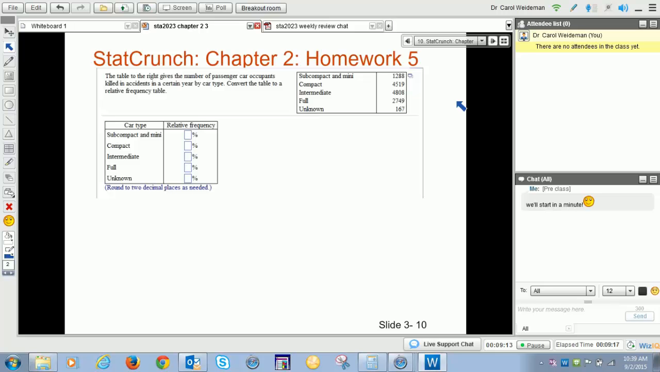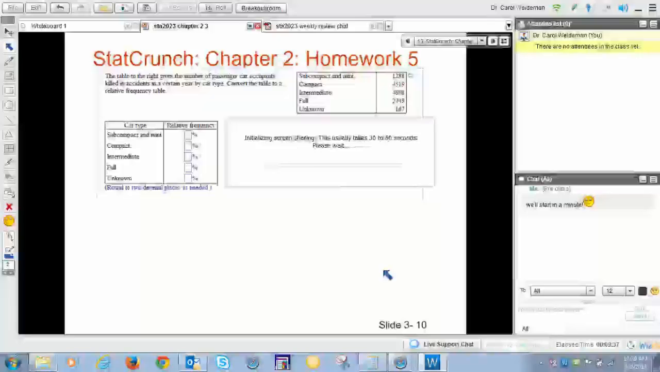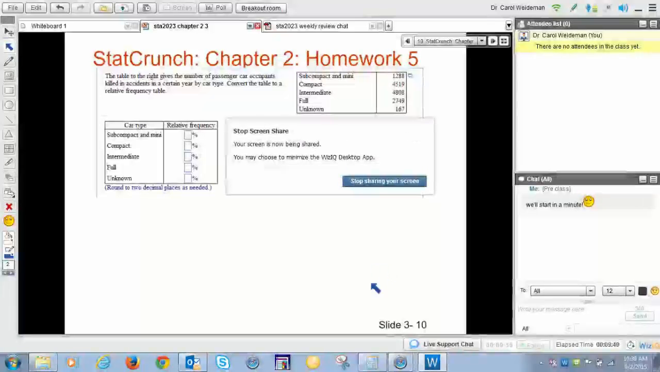Okay, for this one, I'm going to try to share the screen. I just wanted to show you on a problem here how you can pull up data directly from a homework problem and then use StatCrunch. So hopefully my screen share option will work, and we'll see if it does. Okay, I'm sharing the screen now.